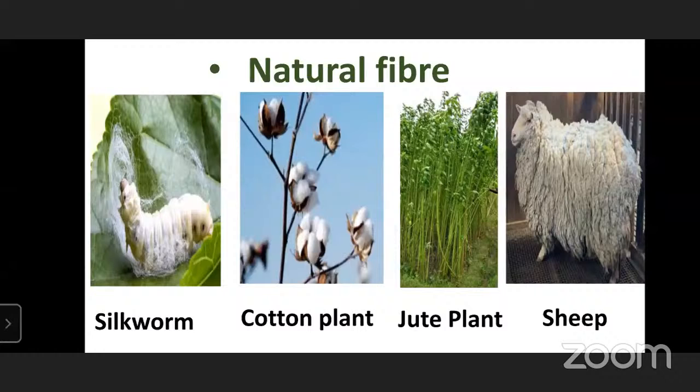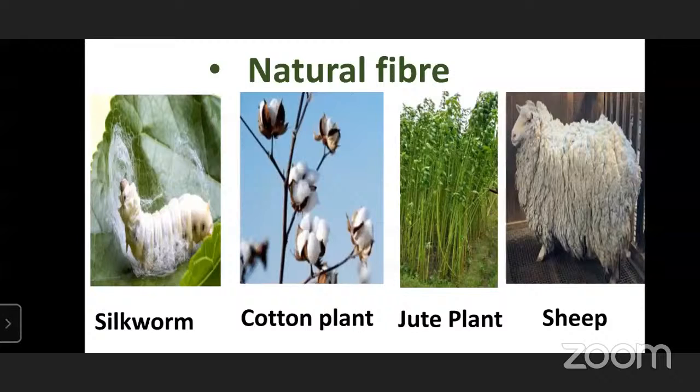Now, in natural fiber, children, natural means nature. We had seen plants and animals. And now what comes in plants and animals? See, the first one is silkworm. From the silkworm, we get a fiber, that is silk. From silkworm, we get silk. And you can see here the next, it is a cotton plant. You can see here the cotton bud. We get cotton from cotton plants. And the third is the jute plant. We get jute, that is also a material, also a fabric. We get jute from the jute plant.